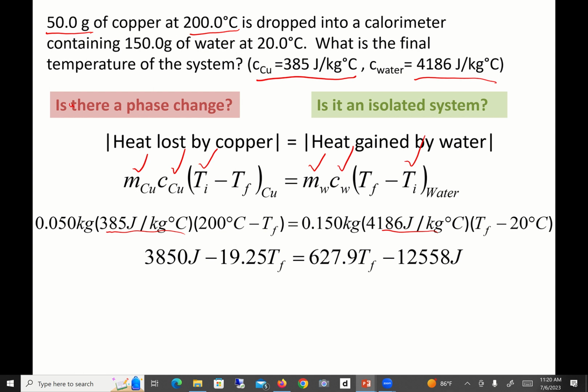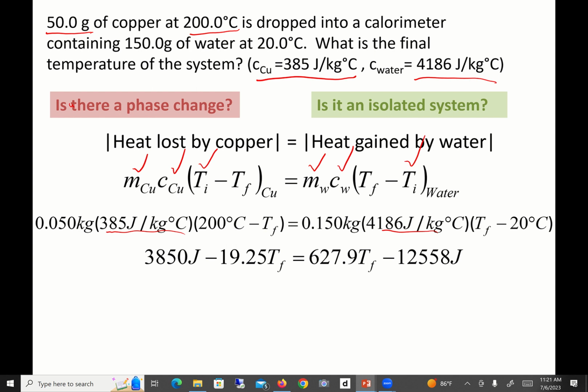So I can do 0.05 times 385 times 200, that'll give me 3,850. Then 0.05 times 385 times TF will give me minus 19.25 TF. So that's what I get on the left side. On the right side, if I multiply everything together, I'm going to get 627.9 TF minus 12,558 joules.